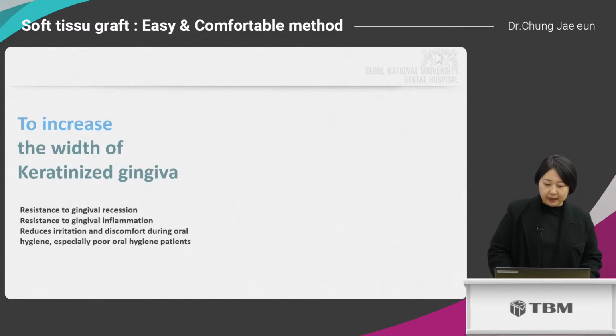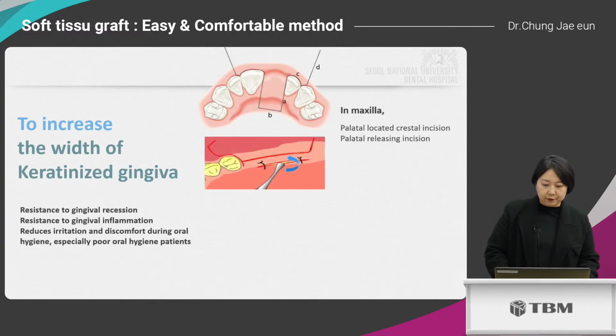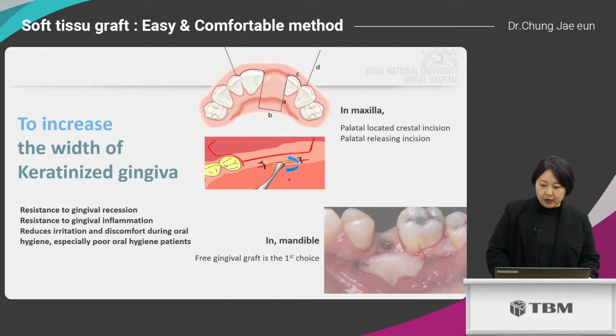To obtain adequate keratinized gingiva, the maxilla already has a sufficient amount of keratinized gingiva on the palatal side, so you can just give a crestal incision to the palatal side, or you can use a palatal releasing incision to get enough keratinized gingiva. On the other hand, in the mandible, you can get the keratinized tissue by free gingiva graft like this.